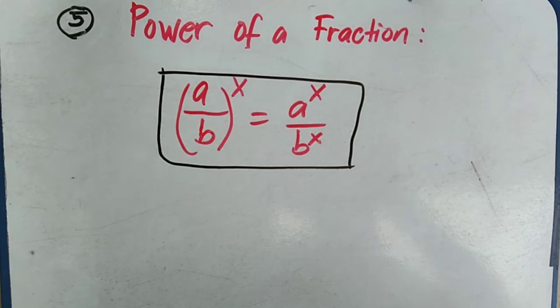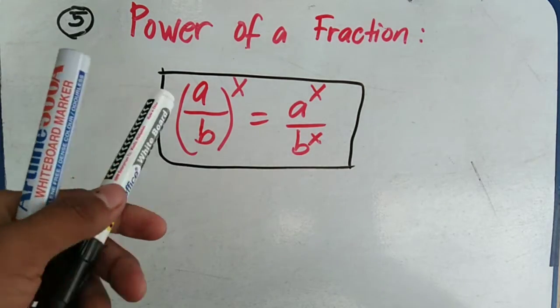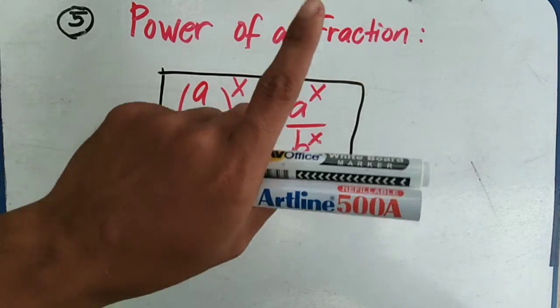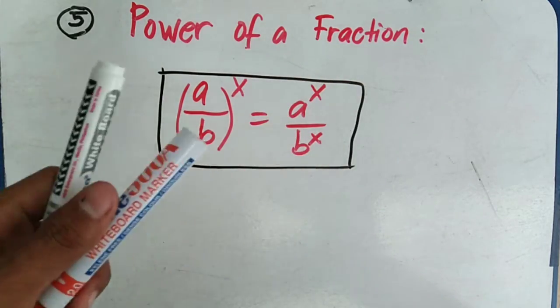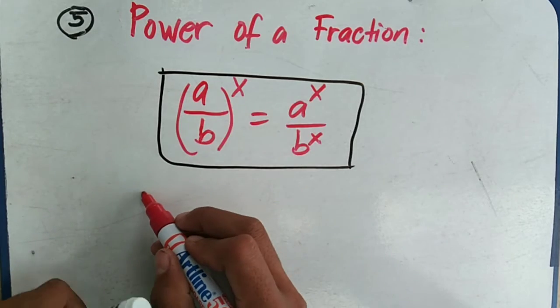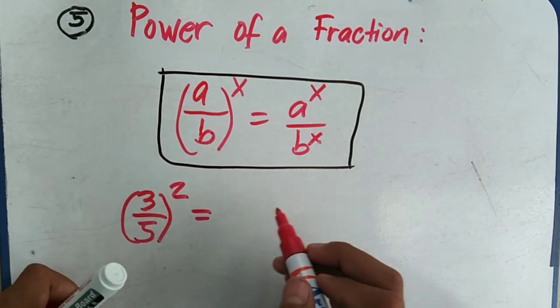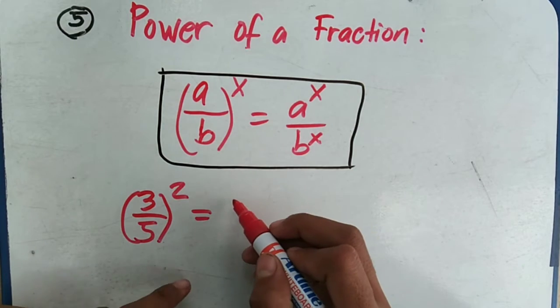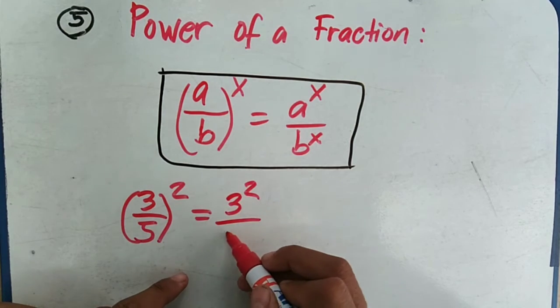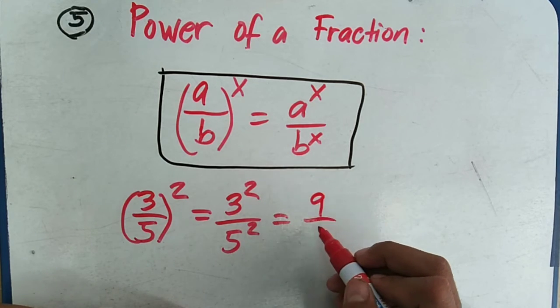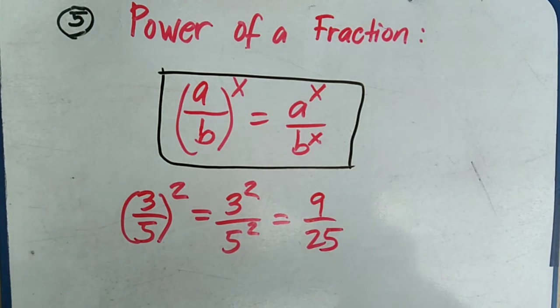The fifth rule is power of a fraction rule. In the form a over b raised to x is equal to a raised to x over b raised to x. Example, 3 over 5 raised to 2. So we can simplify it as 3 squared over 5 squared. So we have 9/25. And this is the answer.